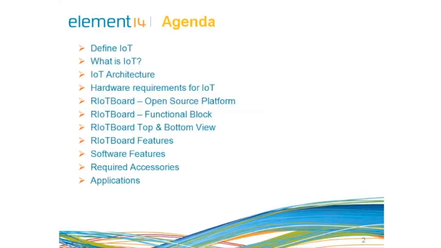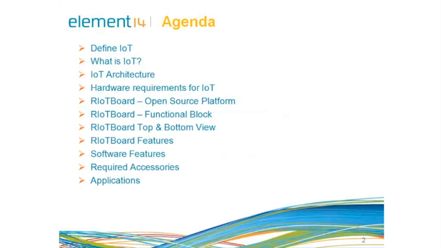So let me just quickly run you through the agenda. First we will start with defining the Internet of Things technology, and we will have a brief overview about what exactly Internet of Things is. After that we will follow it up with Internet of Things architecture, and a very important point, that is the hardware requirement for Internet of Things technology.